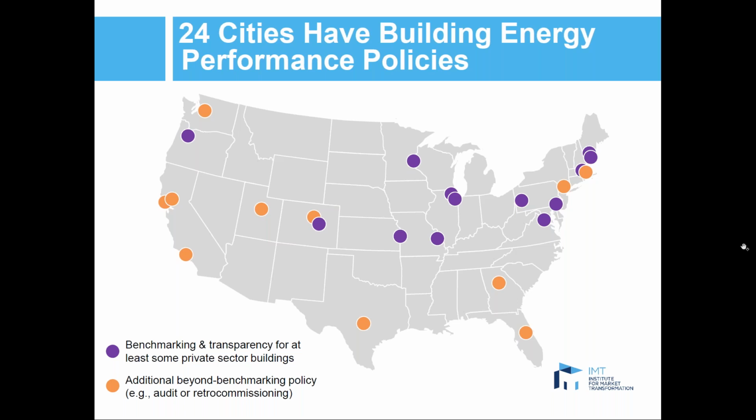And in addition to benchmarking and transparency, 11 of these cities have also instituted requirements that go beyond that and may include audits or retrocommissioning. So these are steps like audits provide more specific information about energy conservation measures that might be cost effective for the building owner, or in the case of retrocommissioning, it can lead to direct energy savings because building owners are tuning up their equipment so that it works in accordance with how it was designed.